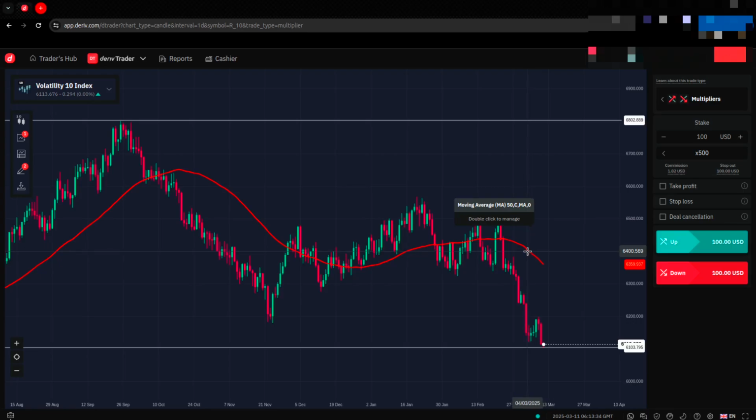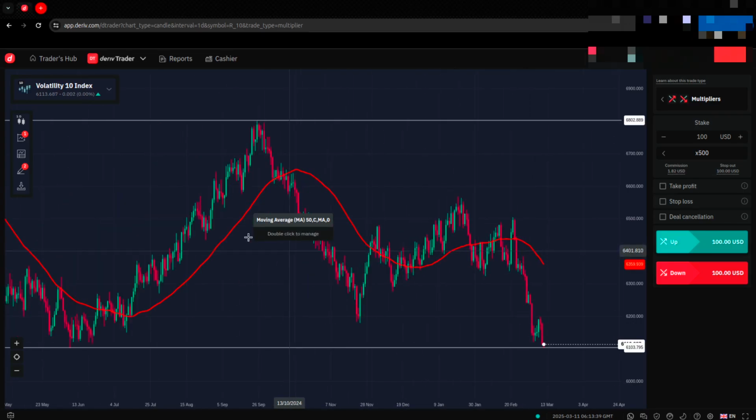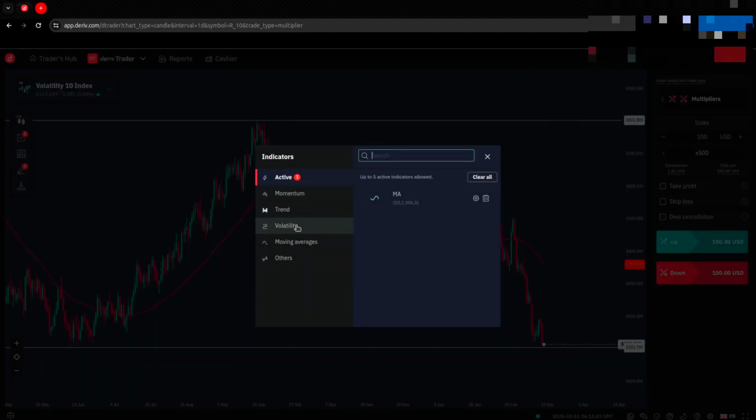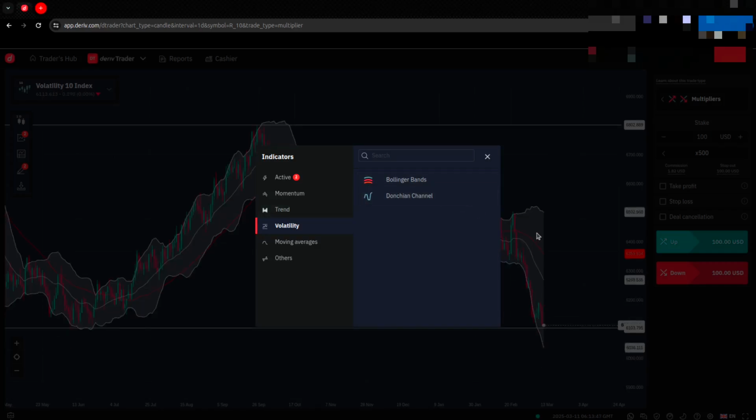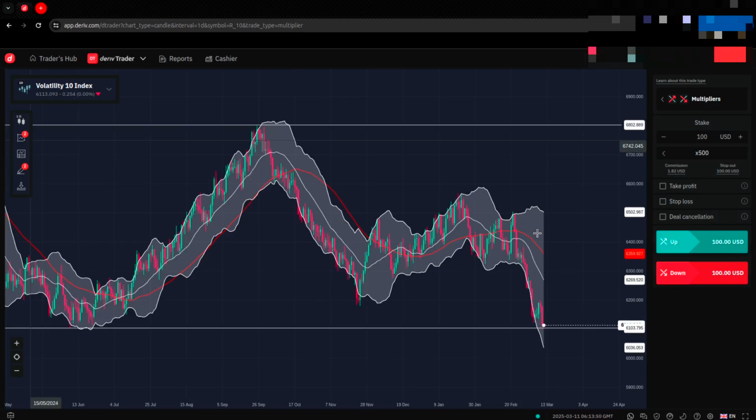I'll also add a simple moving average, which is provided by the Bollinger Bands. Click on Indicators in the sidebar, then click Volatility and select Bollinger Bands, which will appear as 3 white lines, but we'll focus on the middle white line, which is the simple moving average.